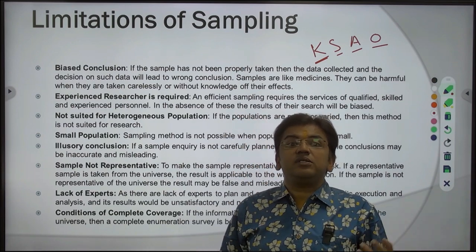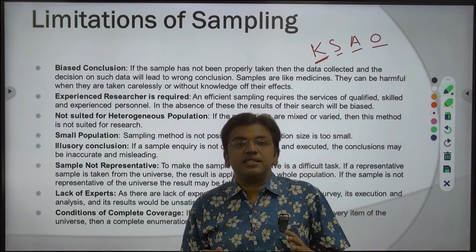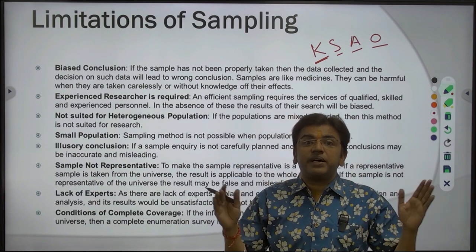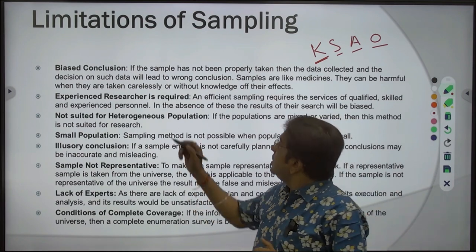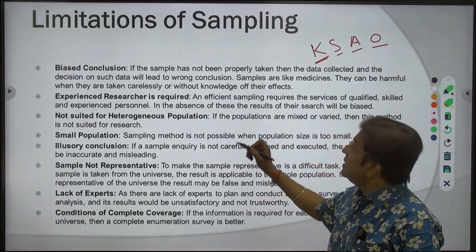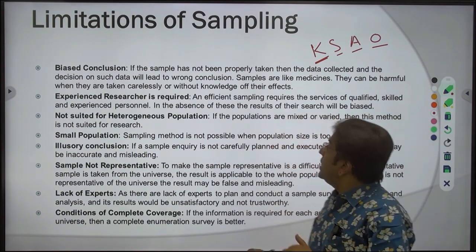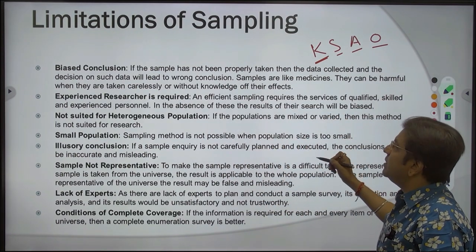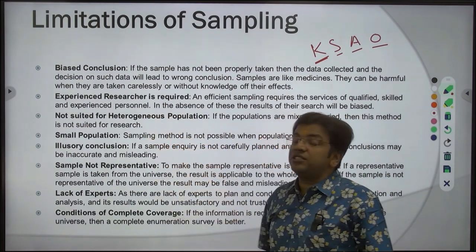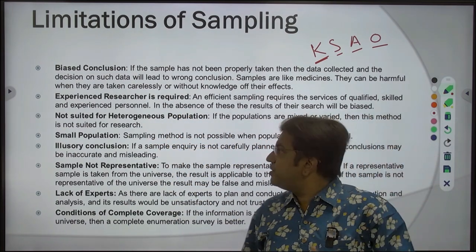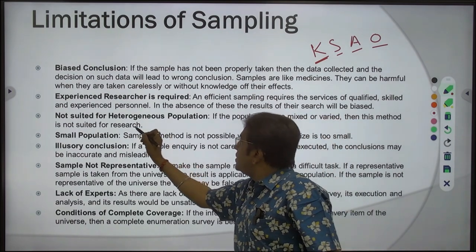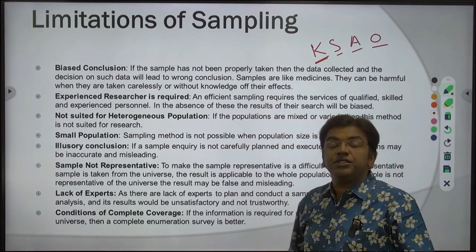He is not going to bungle with the data. Means he is going to conduct a transparent study. So the first point says that the biased conclusion should be removed if you have got experienced researchers and labels, and if the researcher is being experienced. And third point, not suited for heterogeneous population.